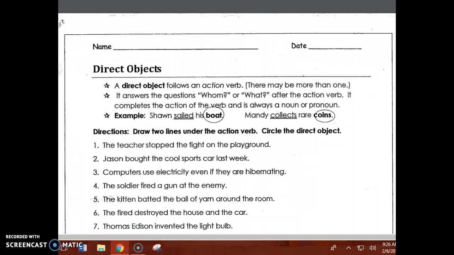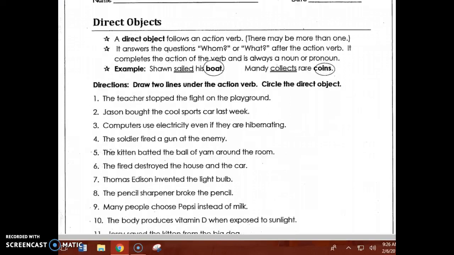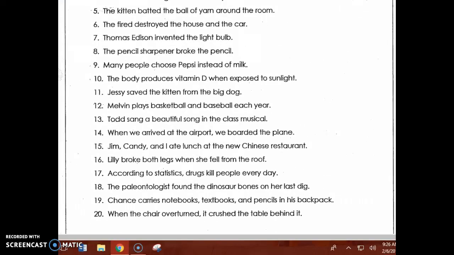6, the fire destroyed the house and the car. 7, Thomas Edison invented the light bulb. 8, the pencil sharpener broke the pencil. 9, many people choose Pepsi instead of milk. 10, the body produces vitamin D when exposed to sunlight.